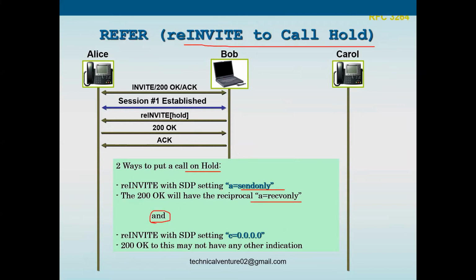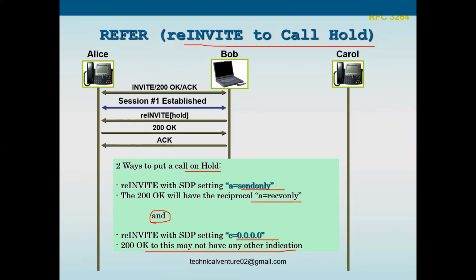Another way is we can re-INVITE with the SDP setting of IP address 0.0.0.0. It means Alice is sending everything to 0.0.0.0, not to any real IP, so it is not sending anything to Bob. Once Alice is speaking and sending something, it will go to 0.0.0.0. It means the 200 OK to this may not have any other indication.